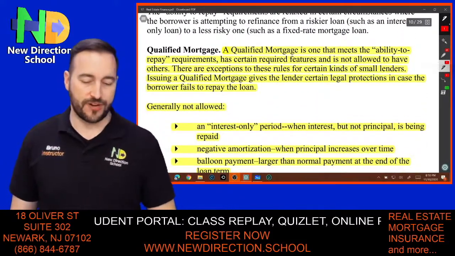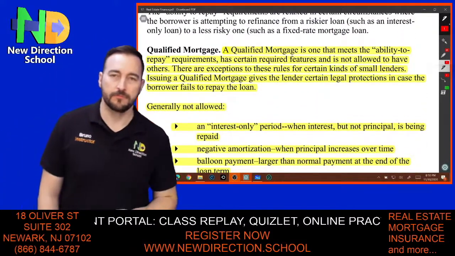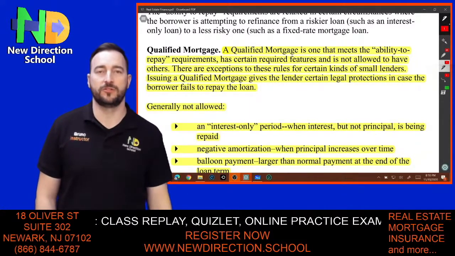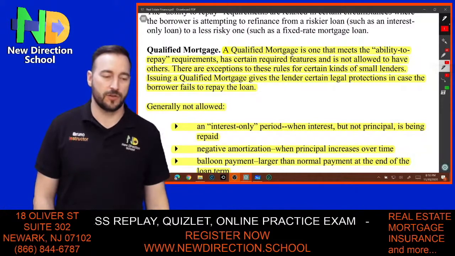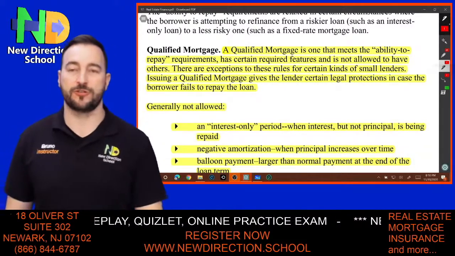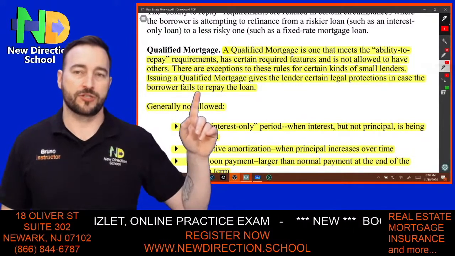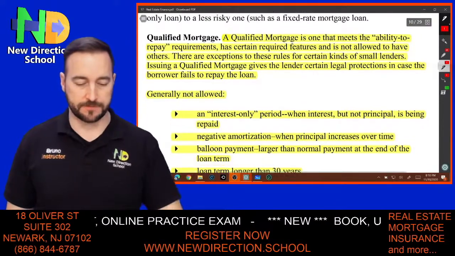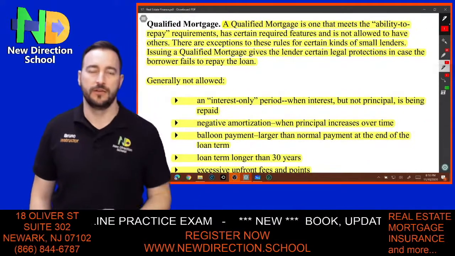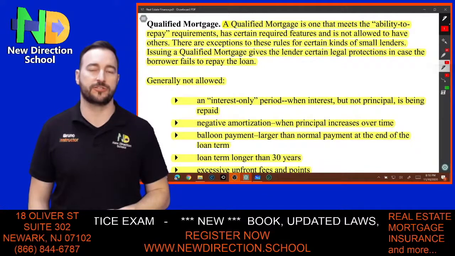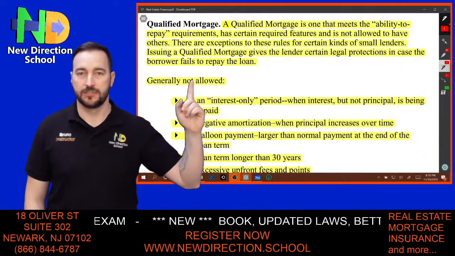Next, we have qualified mortgage. So what is a qualified mortgage? It is one that meets the ability to repay requirements. That means it has certain required features and is not allowed to have others. There are exceptions to these rules for certain kinds of small lenders, and issuing a qualified mortgage gives the lender certain legal protections in case the borrower fails to repay the loan.